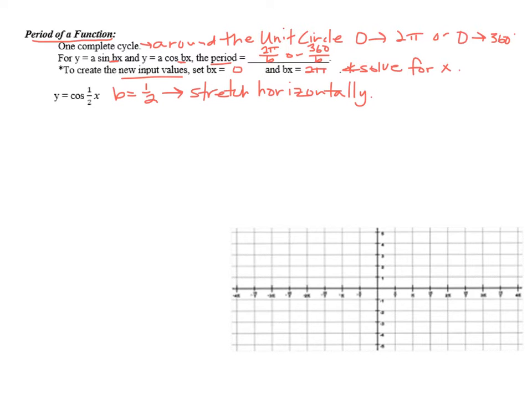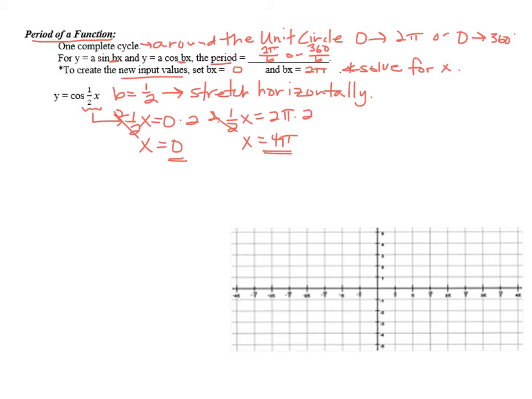To figure out what our table is going to look like, we're going to set bx equal to 0 and then 2 pi. If I set bx, which is 1/2 x, equal to 0, I would get x by itself simply multiplying both sides by 2. Doesn't do a whole lot for us. We're still starting at 0. But then watch this. If we set 1/2 x equal to 2 pi, and we multiply by 2 to get x by itself, we're going to end our cycle or our period of the function all the way at 4 pi. So that's going to affect our table pretty significantly.